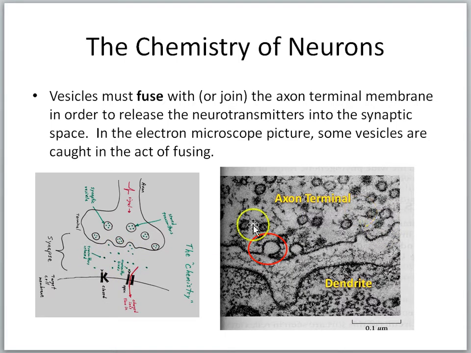In fact, here we see again an electron microscope picture, a thin slice of a synapse, and we see the axon terminal here. This top part is the axon terminal, and then the bottom region here is the dendrite of the target cell. And we can see vesicles in the axon terminal, and in fact, circled in red here we've caught one of the vesicles in the act of fusing with the terminal membrane. What we can't see are the chemicals in there. The neurotransmitters are too small to see with the electron microscope. So we've got another fusing vesicle right here and another one here, and then these vesicles in here have not fused.